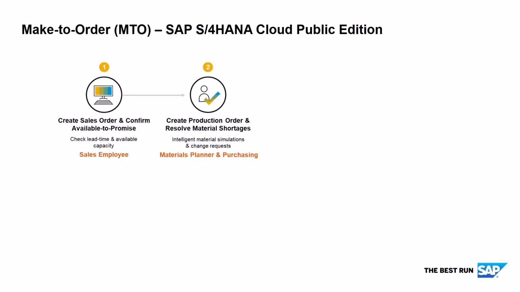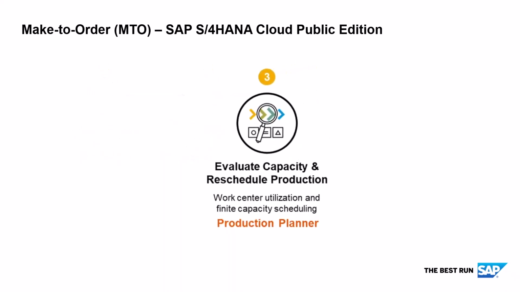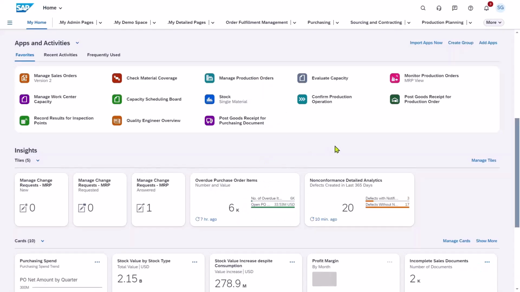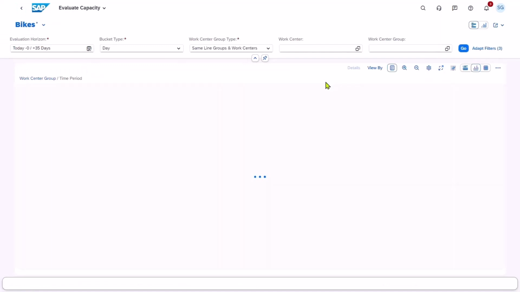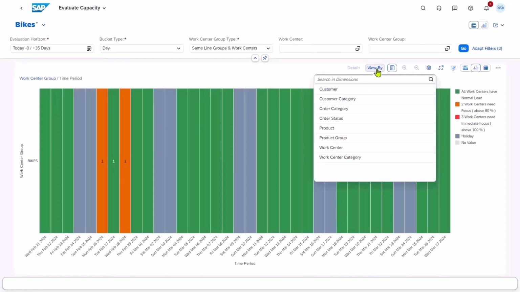Now that the material planner has created the production order and resolved all the material shortages with help from purchasing, he hands over to the production planner. The production planner will evaluate the work center utilization for capacity issues and reschedule the production accordingly. First, the production planner will evaluate the overall capacity for the R13 bike. He first looks at the entire work center group and it looks okay.